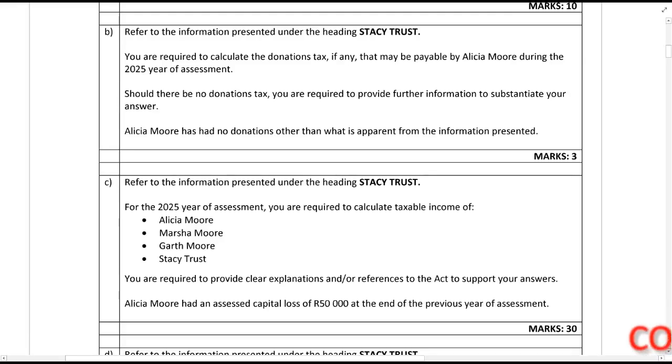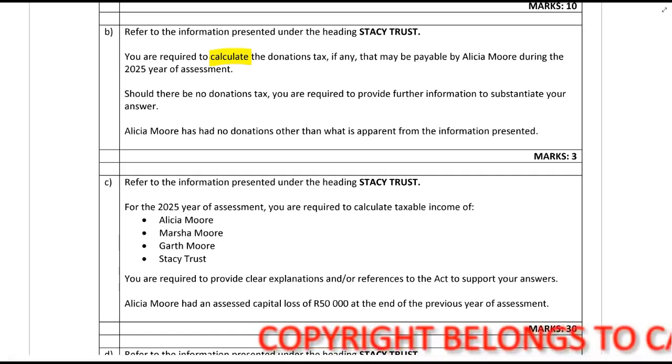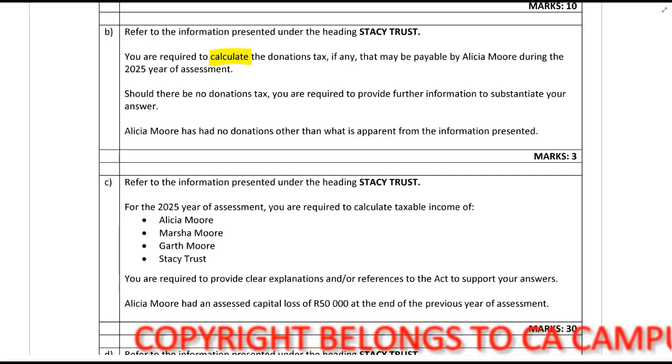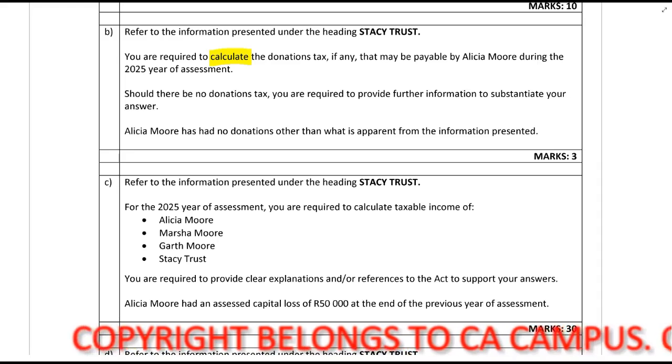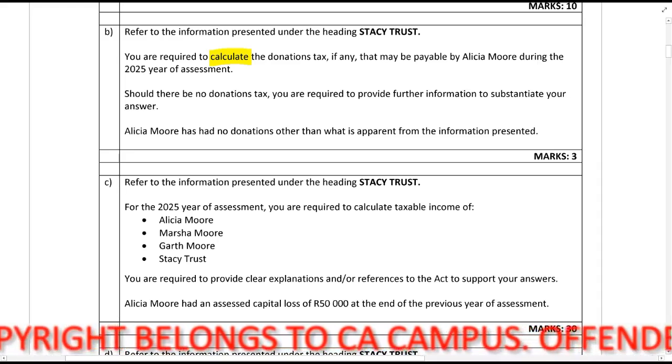Question B. Refer to the information under the heading Stacy Trust. You are required to calculate the donations tax, if any, that may be payable by Alicia Moore during the 2025 year of assessment. Should there be no donations tax, you are required to provide further information to substantiate your answer. Alicia Moore has had no donations other than what is apparent from the information presented.